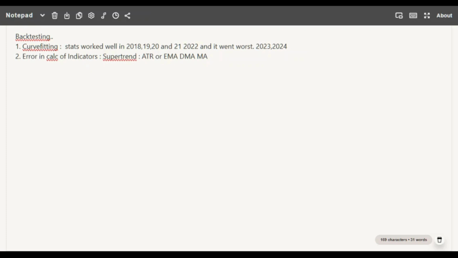So what is error? Error can be in RSI, MACD, Ichimoku Kinko Cloud. I'm using short forms.